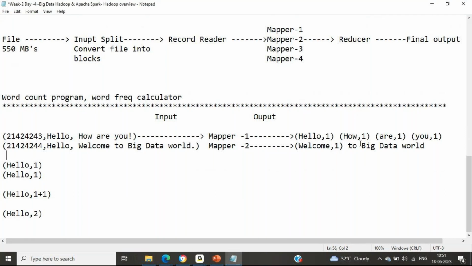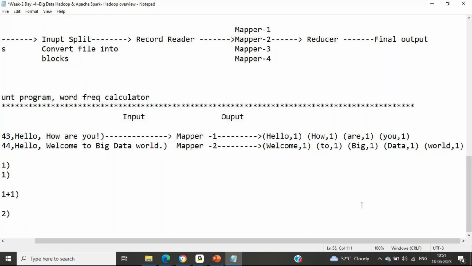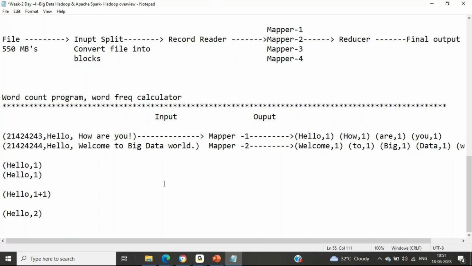Big comma 1, big comma 1, data comma 1, and world comma 1, no? And that is based upon our logic. My expectation is that I'm going to split this particular content and map one. So that is perfectly fine.